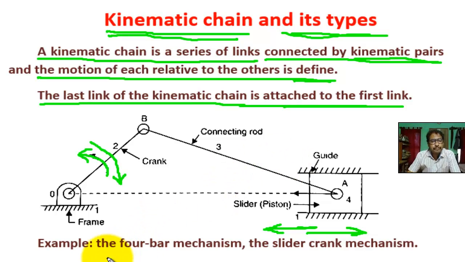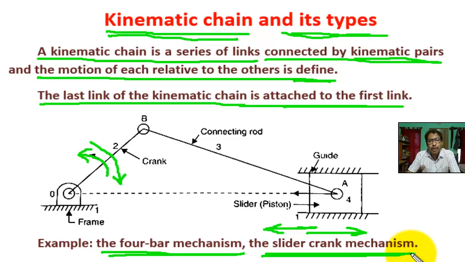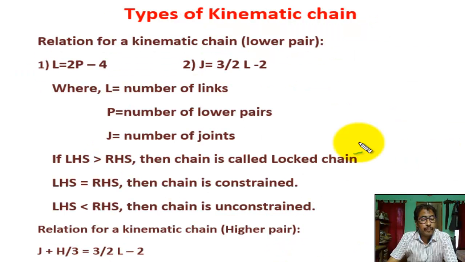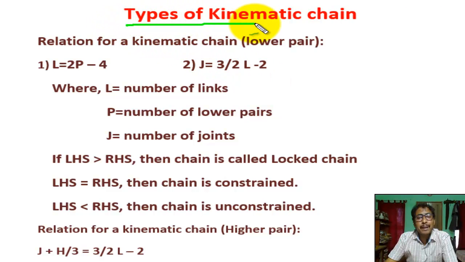Examples of kinematic chain: the slider crank mechanism or the 4-bar mechanism, all are examples of kinematic chain. Now, types of kinematic chain.